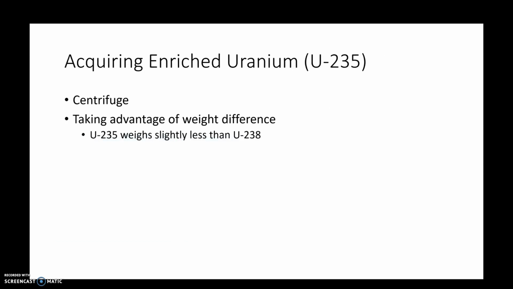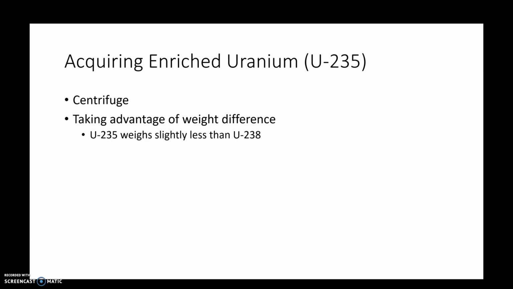The difficulty in this is that the majority of uranium found is uranium ore, uranium 238, which does not as easily create those chain reactions of nuclear fission that we have come to know about nuclear bombs. So there are ways to acquire this enriched uranium 235. One of those methods is through centrifuge. The other is taking advantage of the weight difference between uranium 235 and uranium 238. Because uranium 235 weighs slightly less than uranium 238, it can travel at different speeds.